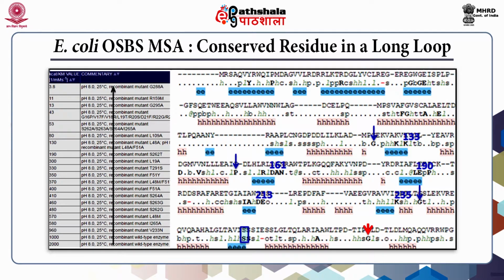A conserved glycine 288 is present almost within a loop of 11 residues. Available kinetic data for mutations at this position reveals a drastic reduction in kinetic efficiency from 2000 to 3.8 per millimole per second. The drastic reduction in kinetic efficiency for mutations at this conserved position is expected. Let us have a look at the reason for the drastic reduction in the kinetic efficiency of mutation at this conserved position within a long loop.